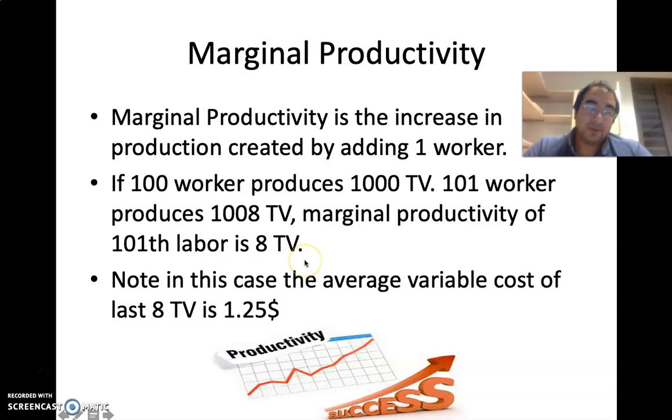In this case, if $10 is paid for this worker, the average variable cost of the last 8 TVs is $1.25. So we will continue in the next part.